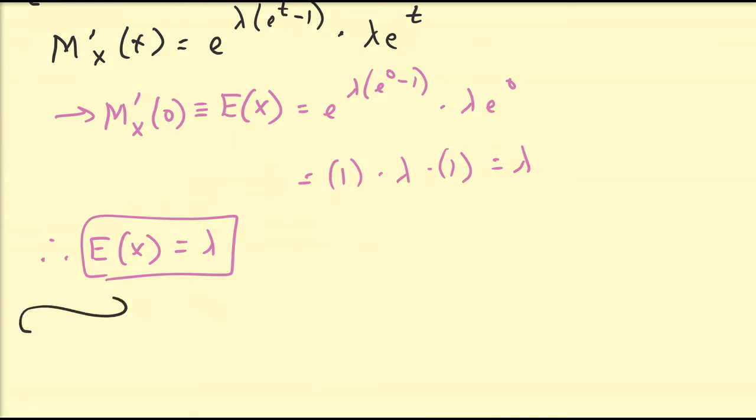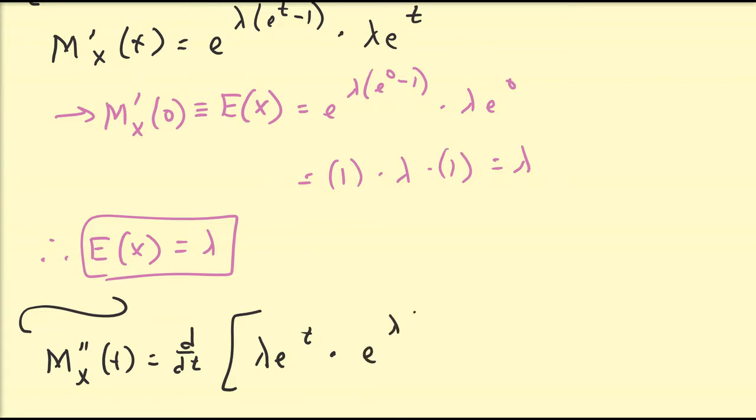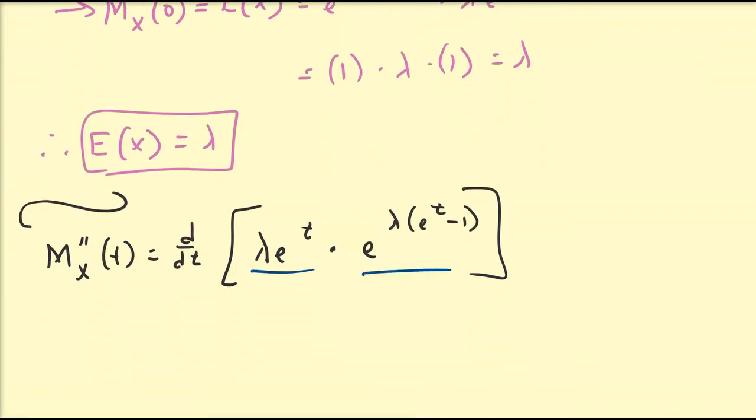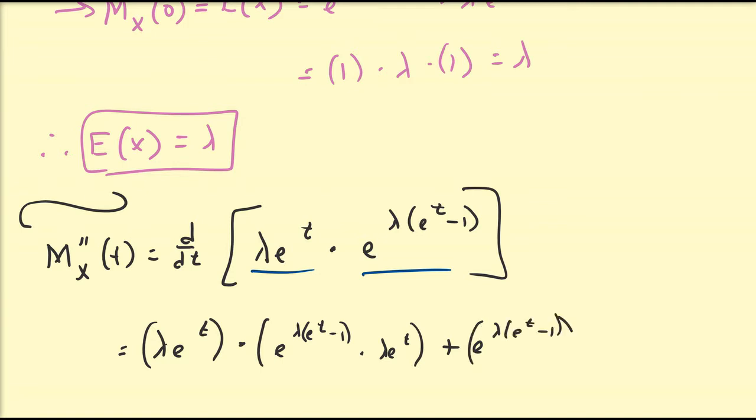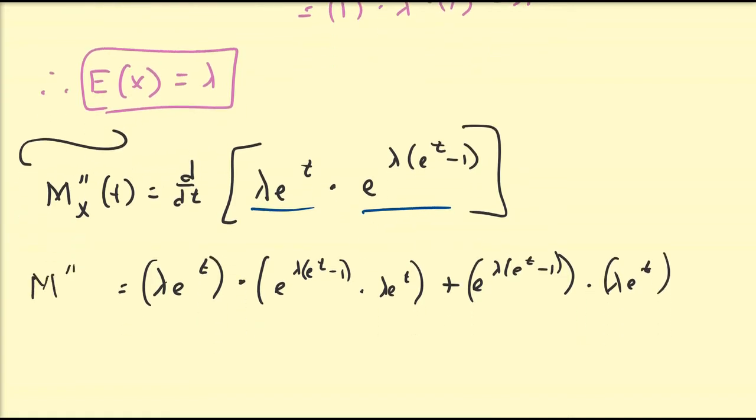Now that we have our first derivative, we can find the second. The second derivative of our moment generating function is the derivative with respect to t of lambda e to the t times e to the lambda times (e to the t minus 1). I can use the product rule in this expression. It's the first times the derivative of the second, so e to the lambda (e to the t minus 1) times lambda e to the t, plus the second times the derivative of the first, which is itself. I'm not going to bother simplifying it because I'm just going to plug in 0 for t anyway.